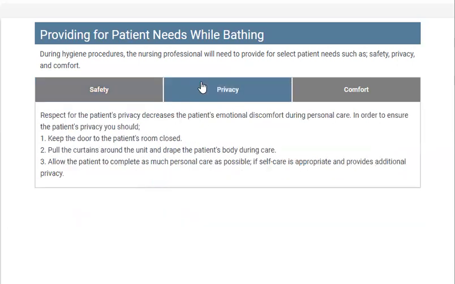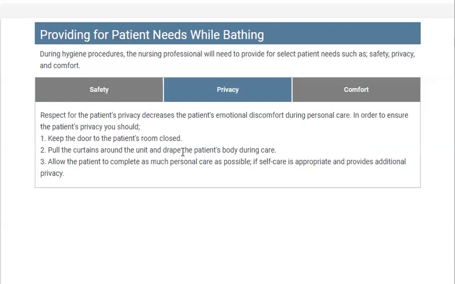Privacy. Respect for the patient's privacy decreases the patient's emotional discomfort during personal care. In order to ensure the patient's privacy, you should 1. Keep the door to the patient's room closed. 2. Pull the curtains around the unit and drape the patient's body during care. 3. Allow the patient to complete as much personal care as possible, if self-care is appropriate and provides additional privacy.